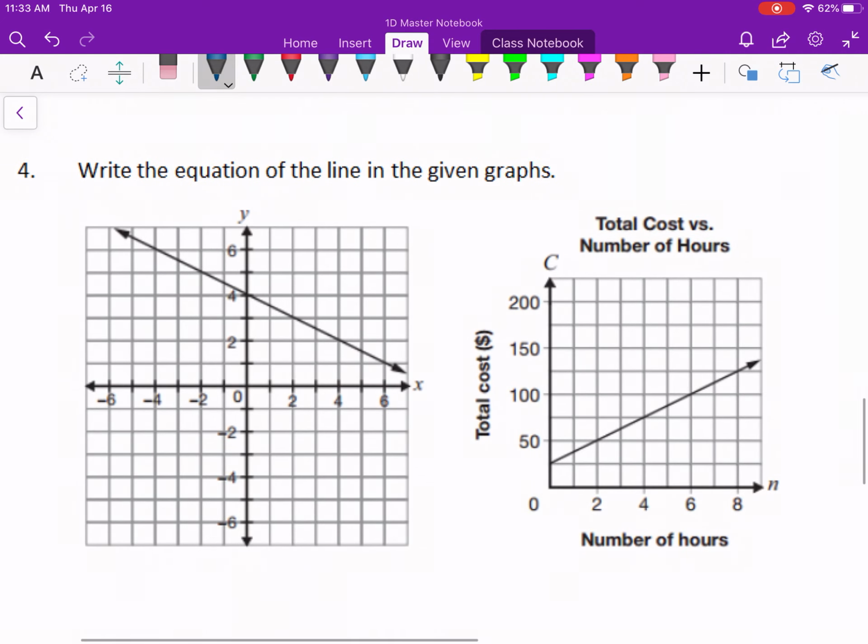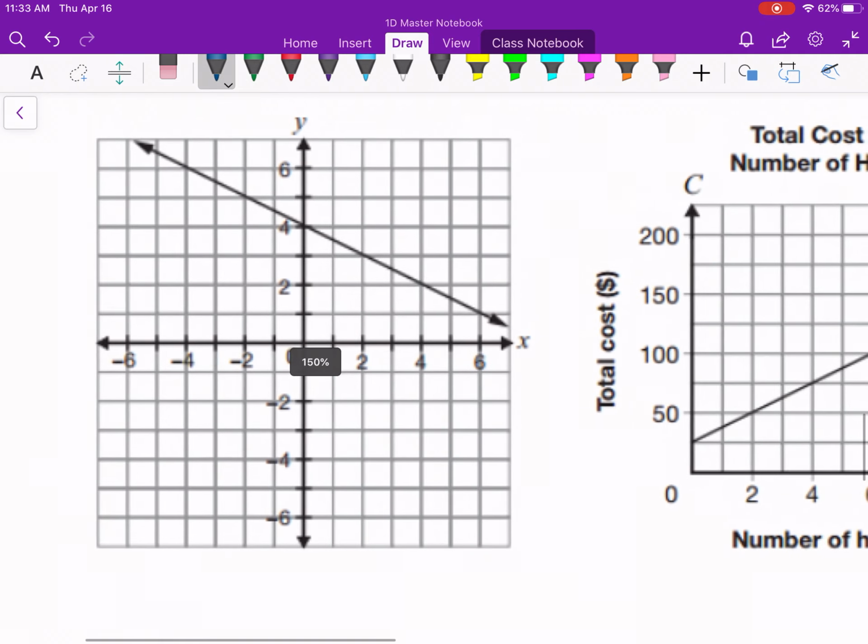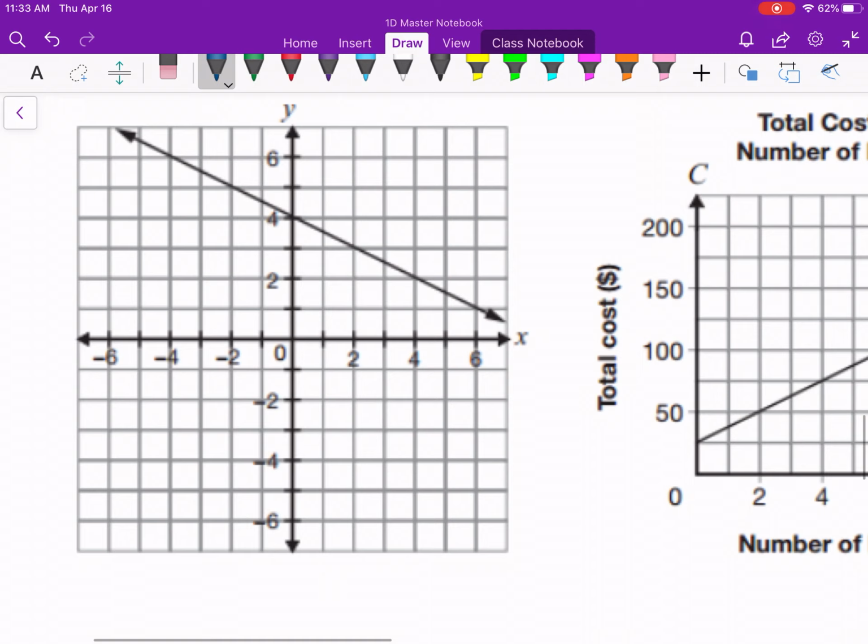Write the equation of the line in the given graphs. All right. Well, I can identify the slope and the y-intercept from a graph. Y-intercept's the easiest. Where does it cross the y-axis? B is equal to 4. The slope, what I want to do, if I've got the graph, is find a couple points where I can easily tell what the rise and the run are. I still need the rise and the run.